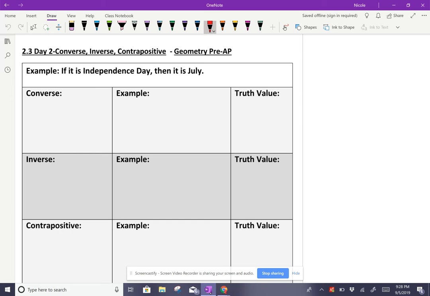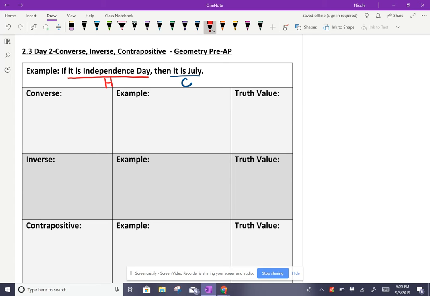So remember, our hypothesis always comes after if. So it is Independence Day is our hypothesis, and our conclusion typically, most of the time, comes after then. So then it is July is our conclusion. Now, is this statement true or not? We talked about truth value previously, and that is whether the statement is true all the time.